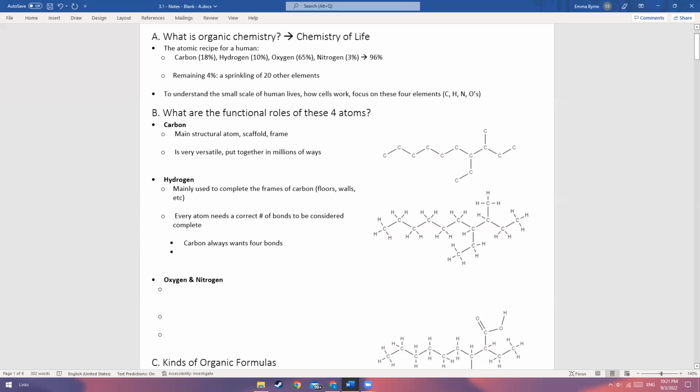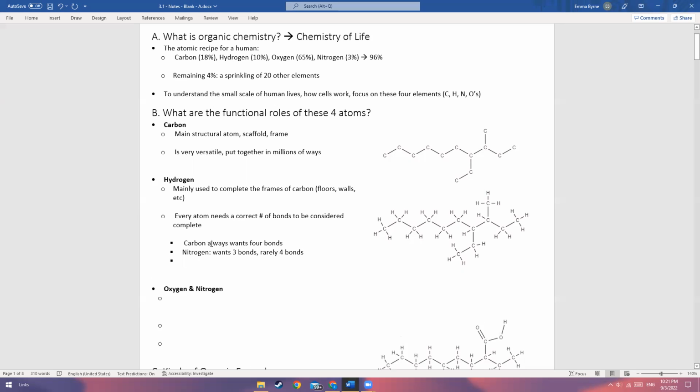Nitrogen, it wants 3 bonds, rarely 4 bonds. So we might as well get into the exceptions because we'll be talking about this at the end of the lecture. But nitrogen usually wants 3 bonds, right? Rarely it will have 4 bonds. And the last one, oxygen, wants 2 bonds, rarely 1 bond.